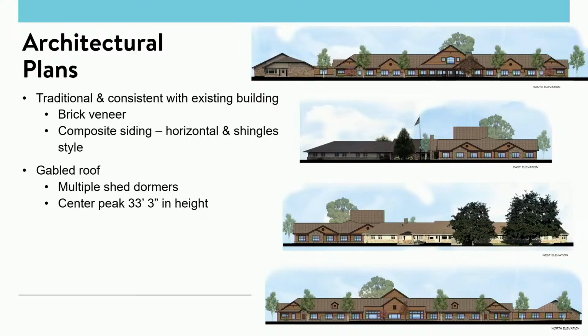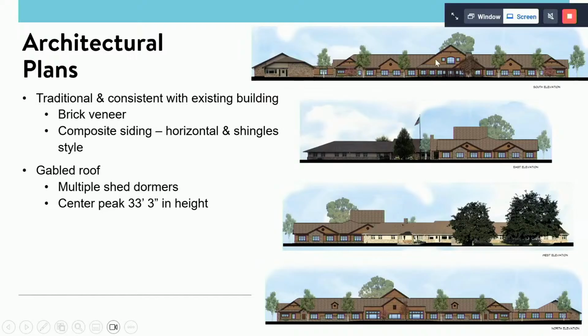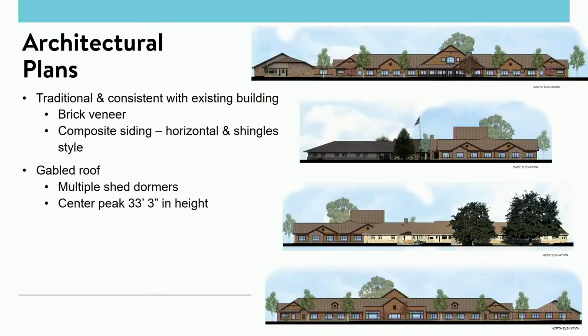So architecturally, what they're proposing is going to be very consistent with what is there, a very traditional architecture with brick veneer along the base of it, transitioning to composite siding, both horizontal siding and some shingle shake style as well. Has a gabled roof with multiple dormers along its length. And also you can see in the middle of the addition here is that kind of large peaked gable roof. That's proposed to be a little over 33 feet in height.